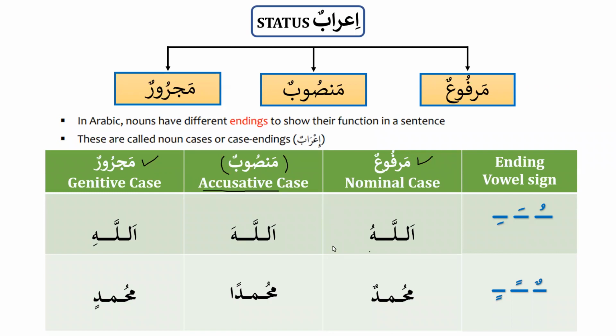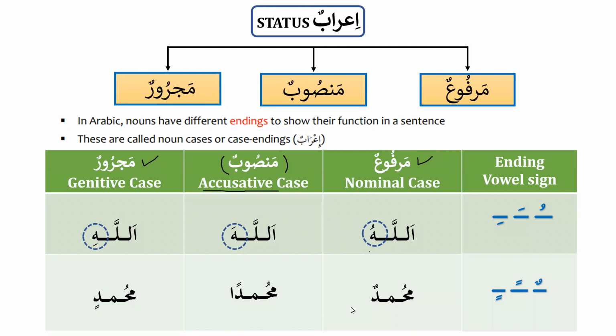So I'rab means the case endings of the nouns. For example, when we see the word Allah, we say Allahu. When a noun ends with dhamma, it is marfu'. When it ends with fatha, it is mansub. When it ends with kasra, it is majroor. The noun will be majroor after a preposition. For example, Allahu, but when we use the preposition min before it, it becomes min Allahi, as we have discussed a lot, that after the preposition the noun becomes majroor.